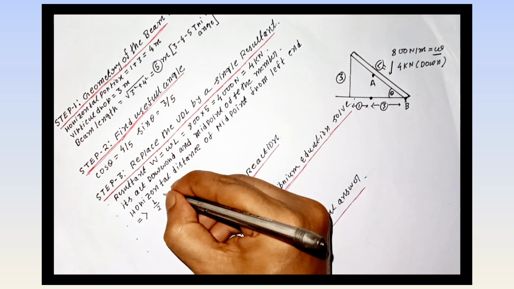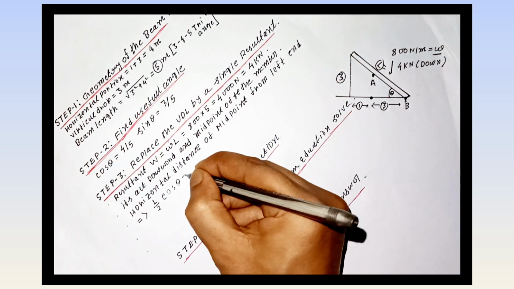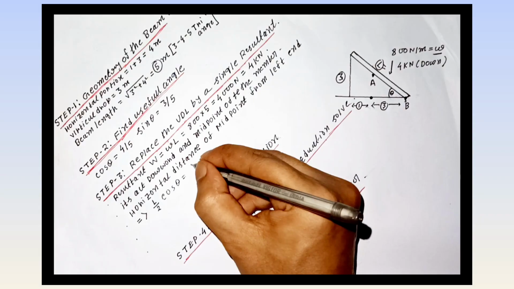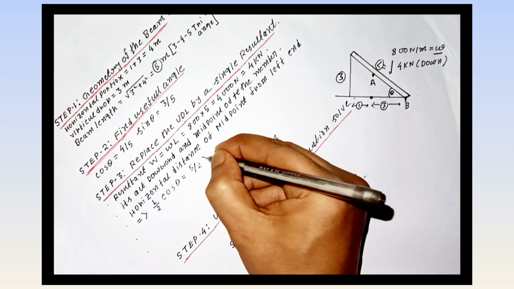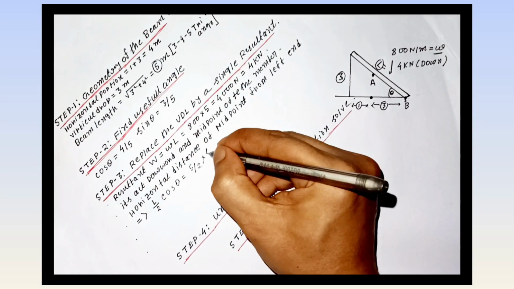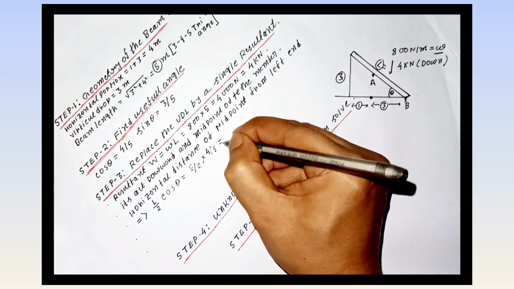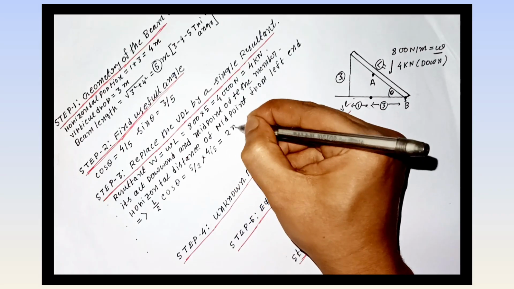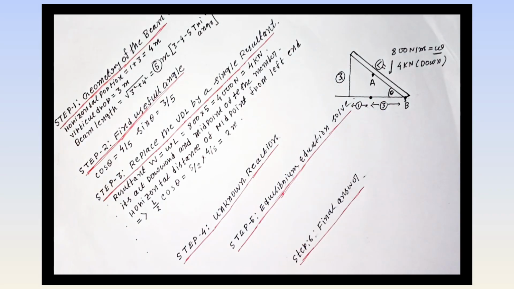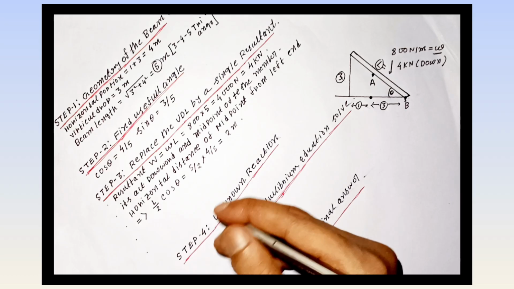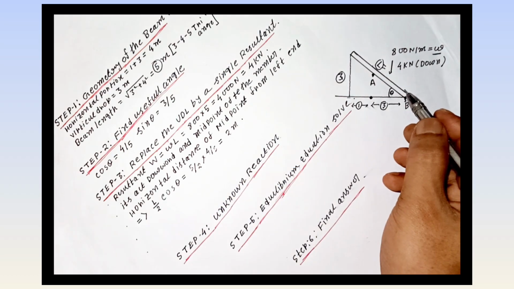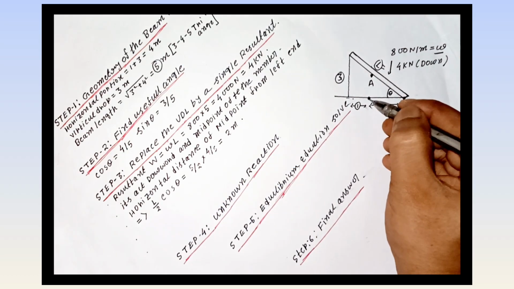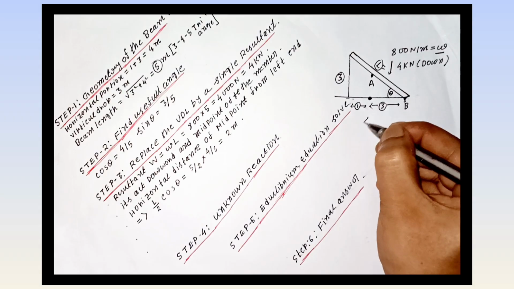Component into cos theta, that is cos theta equal to 4 by 5. And we know the value of L is 5, so 5 by 2, times 4 by 5. The 5 cancels, 4 by 2, that is 2 meter. I hope you understood because I am explaining very easily, step by step.